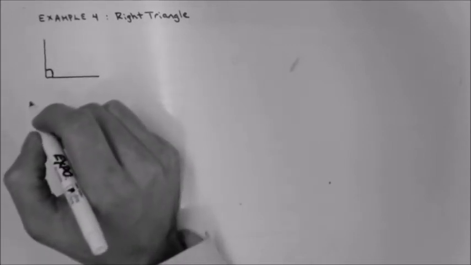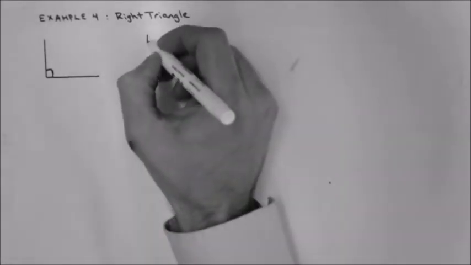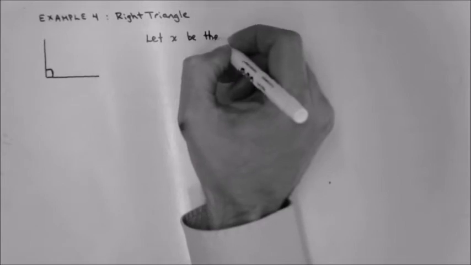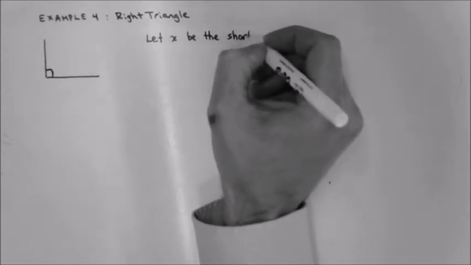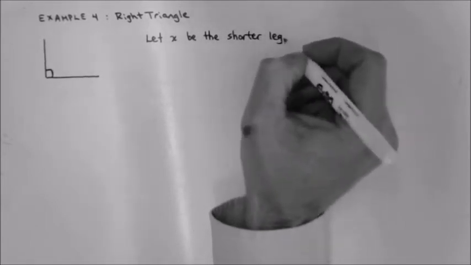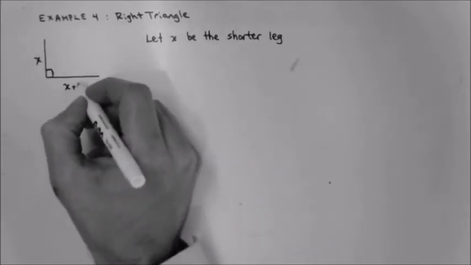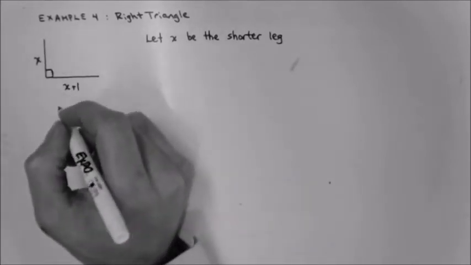Well, without reading anymore, I can still introduce my variable. I'm going to let x be the shorter leg. Okay? So over here we have x, which makes this leg x plus 1.